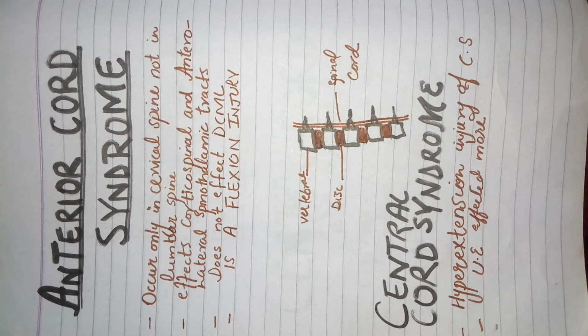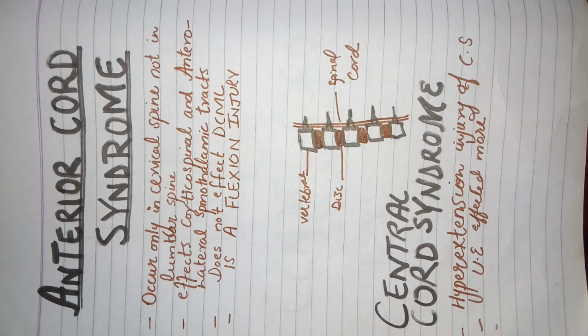And in the thoracic spine there is very little range of motion available. Secondly, the thoracic spine is very stable because of the presence of the ribs, so this also does not occur in the thoracic spine. So this injury is mainly related to the cervical spine.